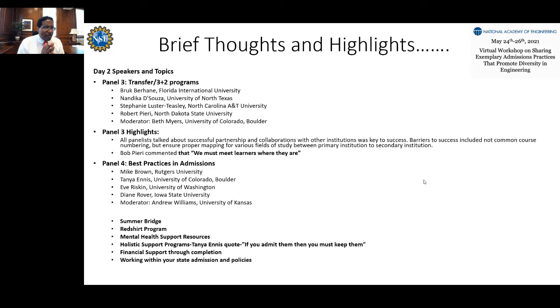Of course, all the panelists talked about successful partnerships and collaborations with other institutions that are feeders to their 4-year institutions was key to success. Barriers to success included not common course numbering, but also ensuring that proper mapping into various fields of engineering and fields of study between the primary institution and the secondary receiver institution. And then in this case, another great quote that came from this group was that Bob Pieri noted, "We must again meet learners where they are." And I really took that to heart for the group that he was working with at North Dakota State.